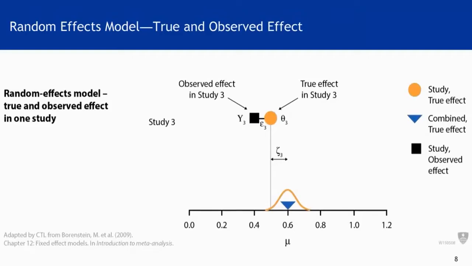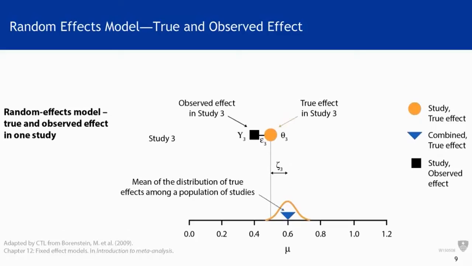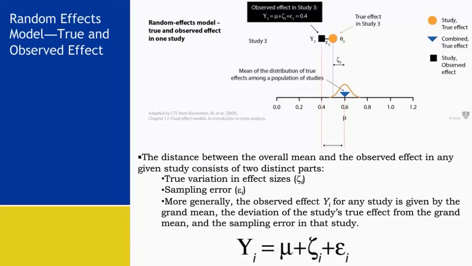And again, using the same notation, the observed effect size in study 3, the Y3, now differs from the true effect in study 3 by that epsilon, so the error term within that study. But because we're assuming the true effect size follows a distribution, there's one more source of variability. Okay? So the variability is denoted as zeta 3 here. And instead of having only the within study error, the Y3 can now be written as mu plus zeta 3 plus epsilon 3.